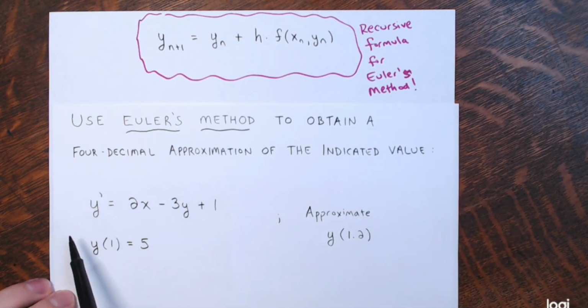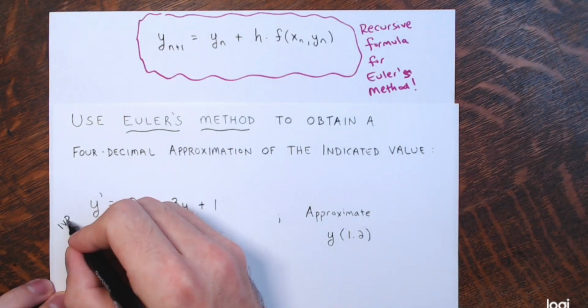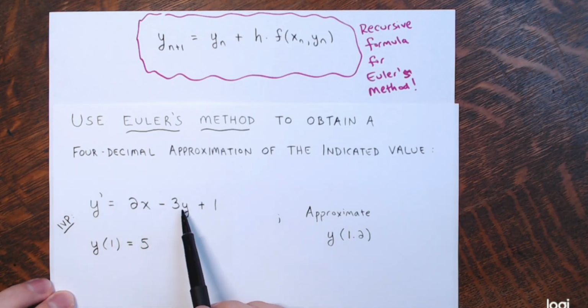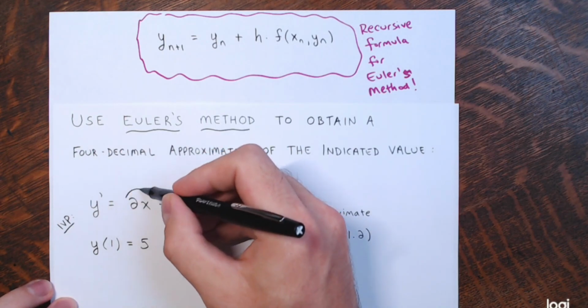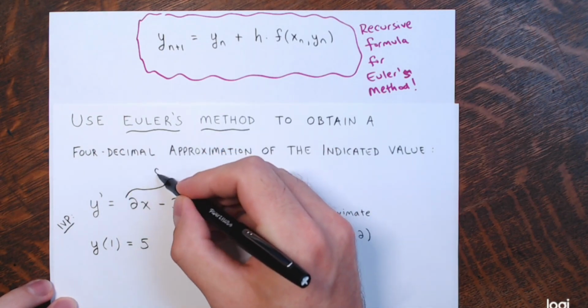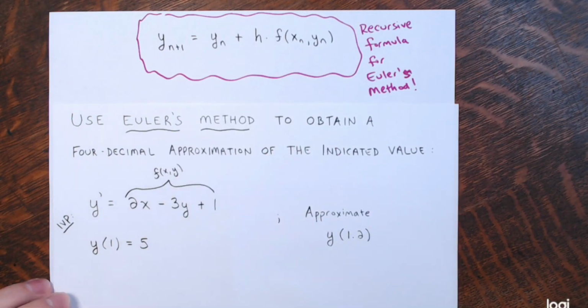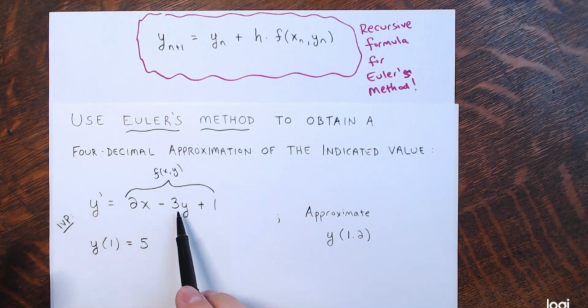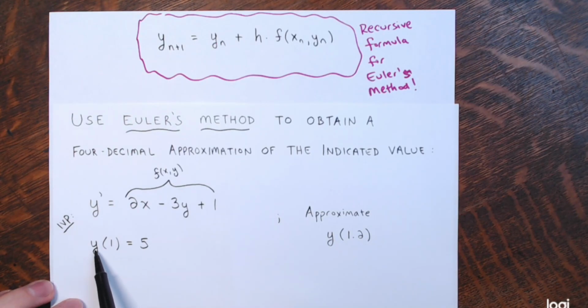We're given our initial value problem, IVP. So y prime equals 2x minus 3y plus 1. This is that f of x, y that was mentioned on the previous pages. It describes the slope of the line tangent to any solution curve going through the point x, y, any point in the plane. And we're given an initial condition: the value of y at x equals 1 is 5.